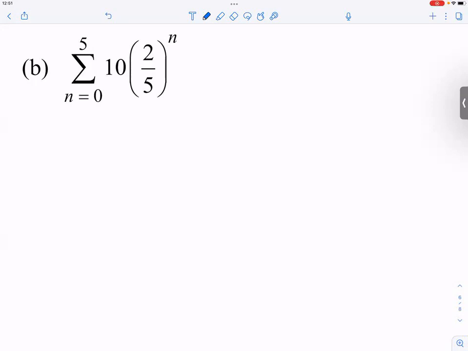6. Okay, because you count 0, 1, 2, 3, 4, 5. You have 6 numbers altogether. So in this case, your n would be 6. Okay, your n would be 6.